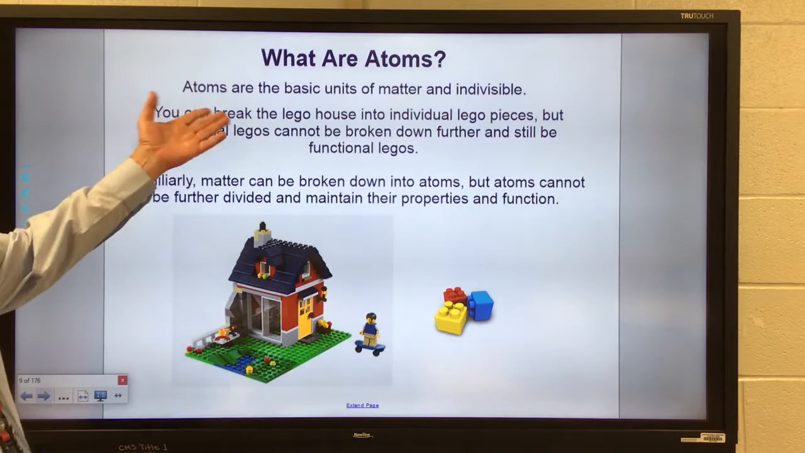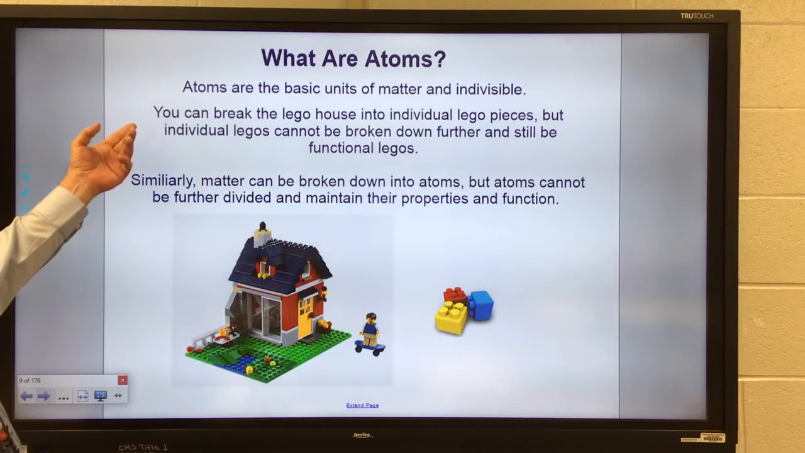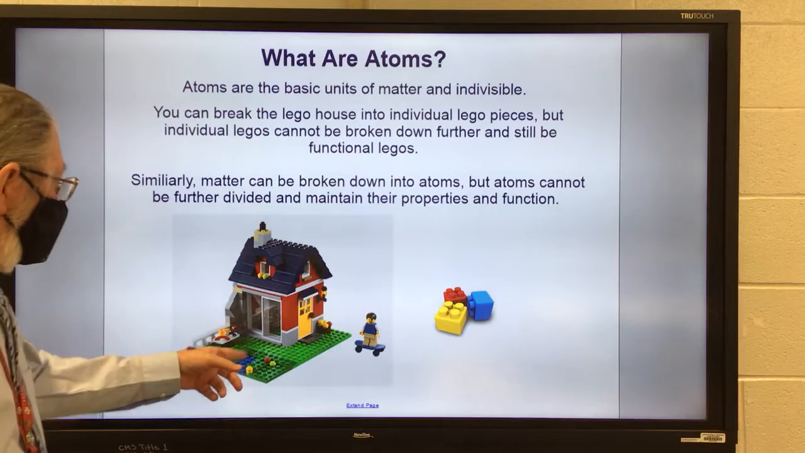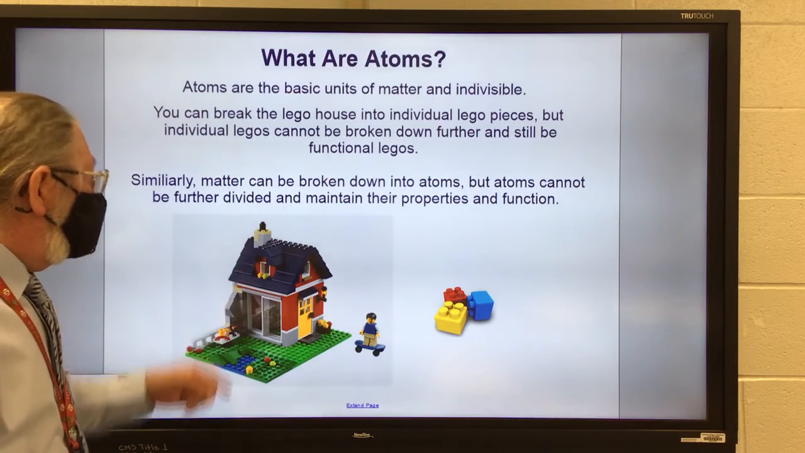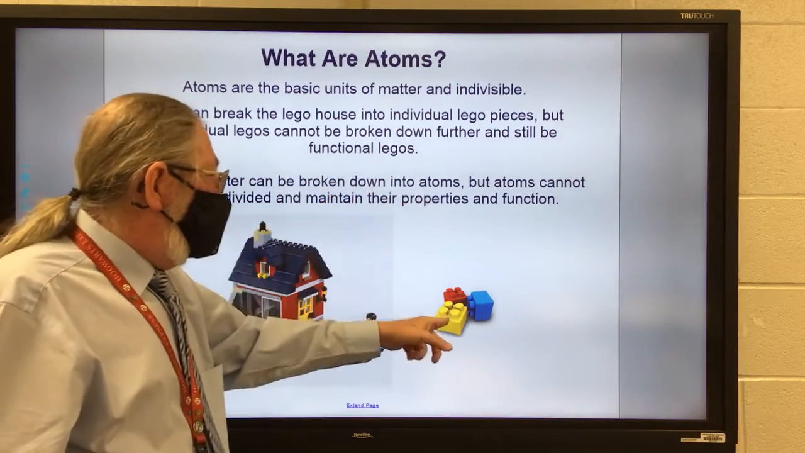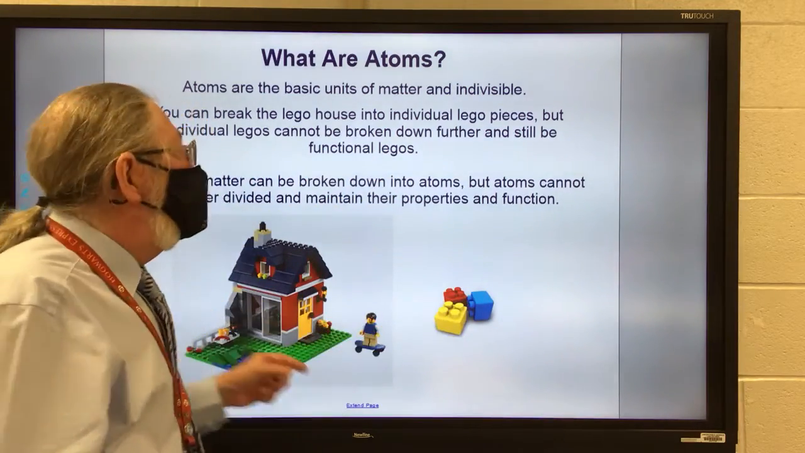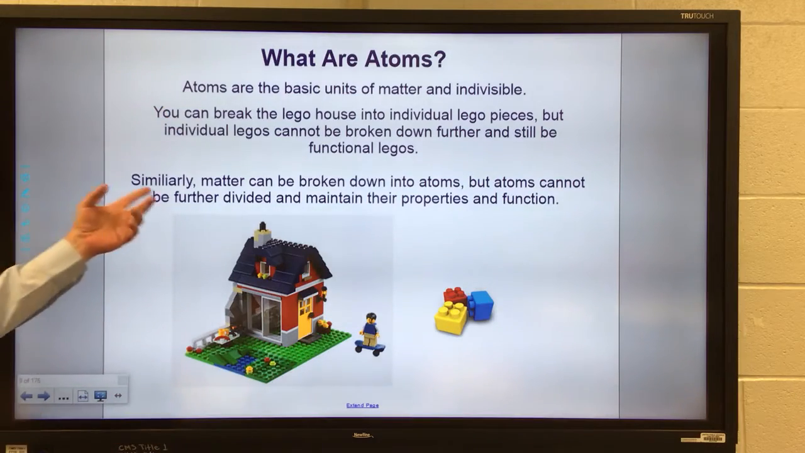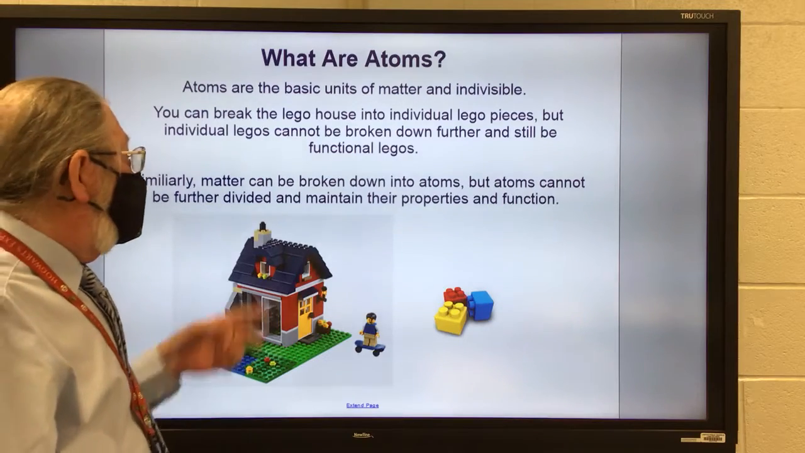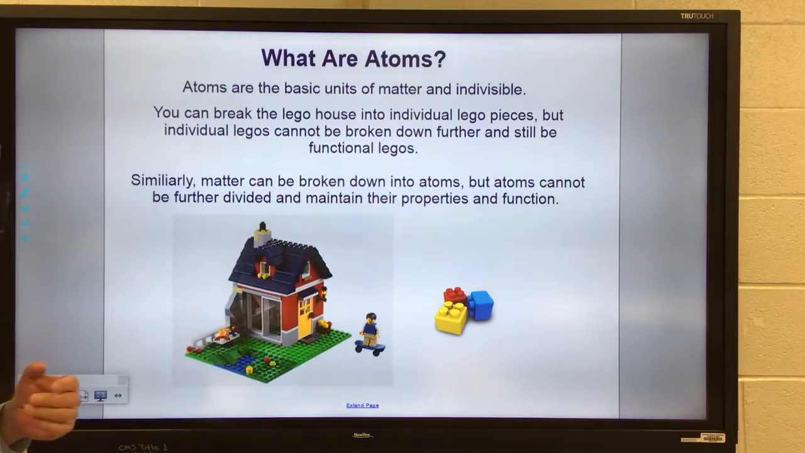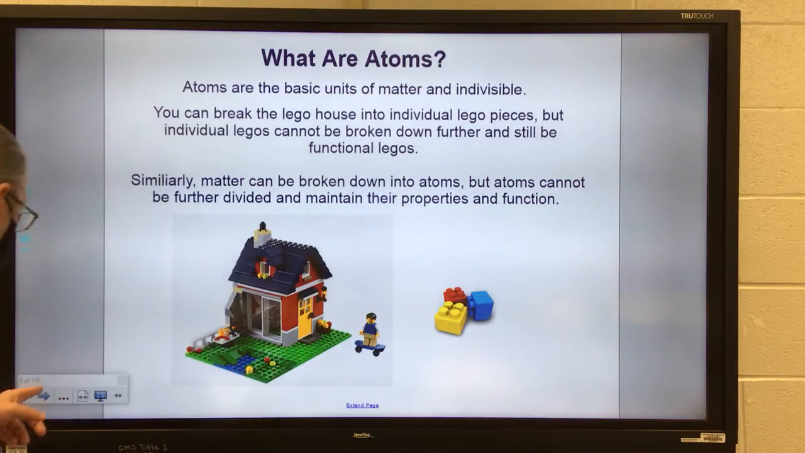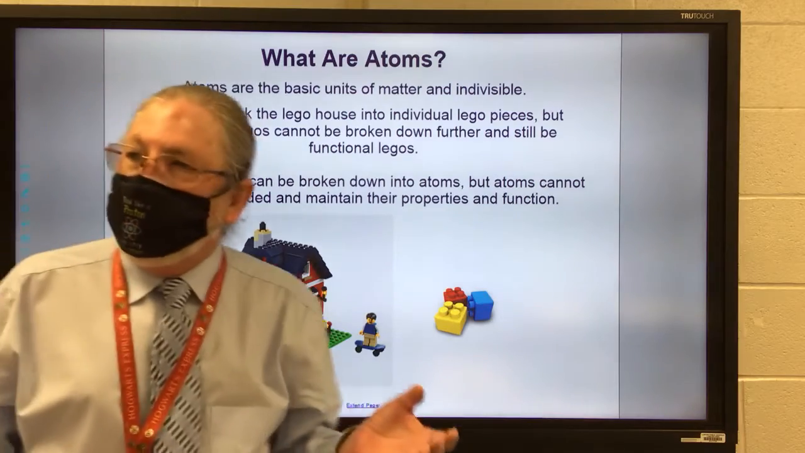Okay, so what are atoms? They're the basic units of matter. You got a Lego house here, so you can break this Lego house into individual Lego pieces, right? Each one of those is an individual piece. But individual Legos cannot be broken down any further than what they are right here. Okay? So similarly, matter can be broken down into atoms, but atoms themselves can't be further divided and maintain their properties and function, okay? Does that make sense? So what's matter made up of?